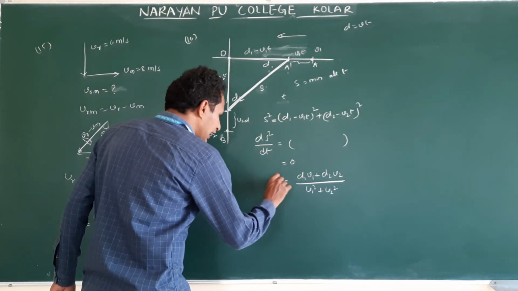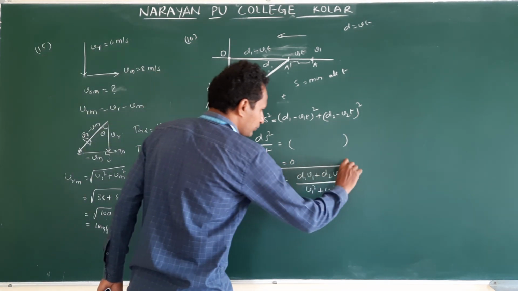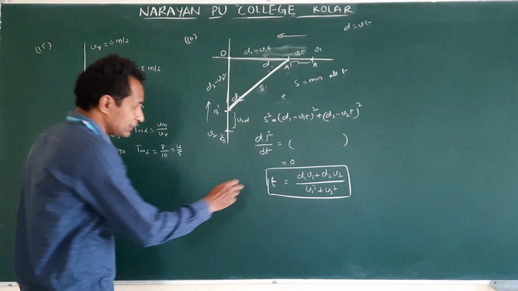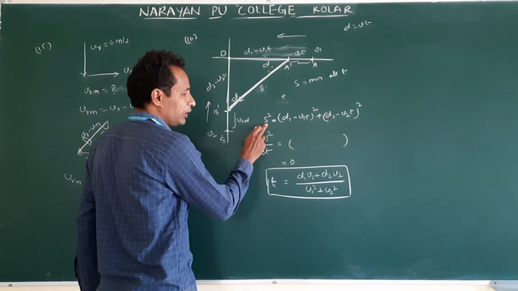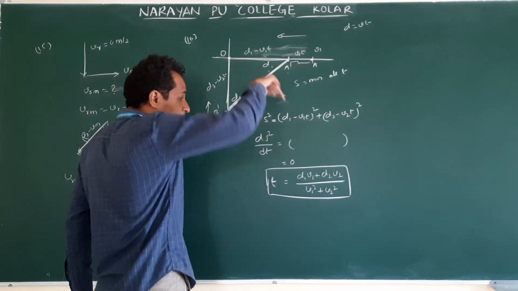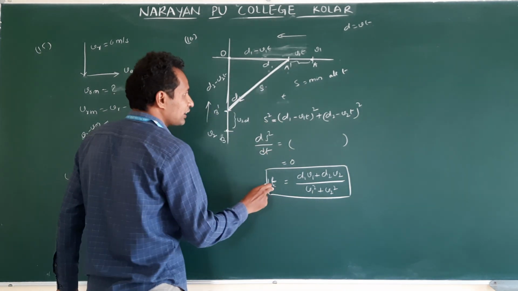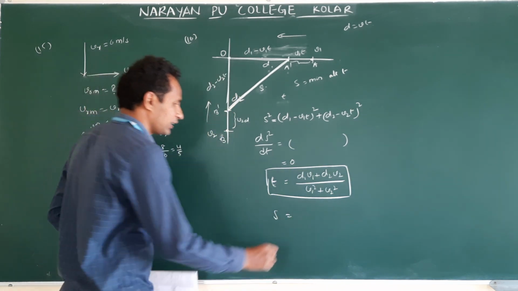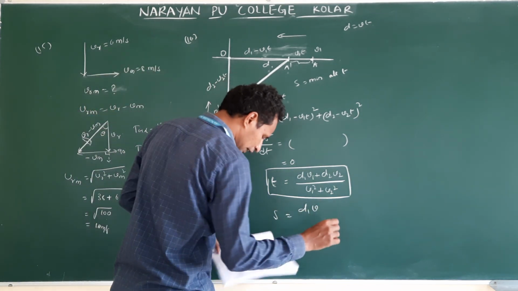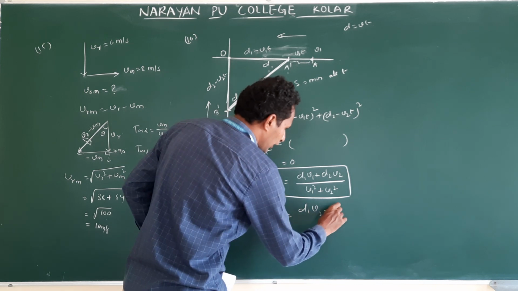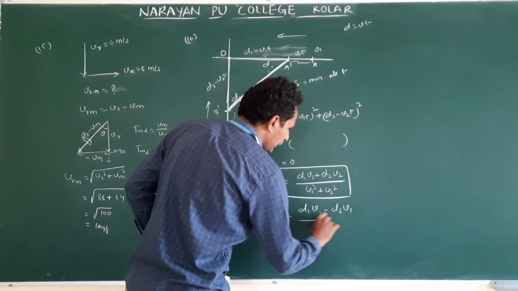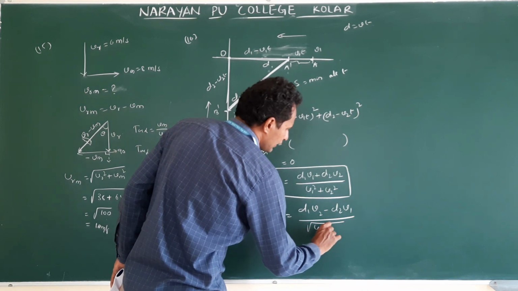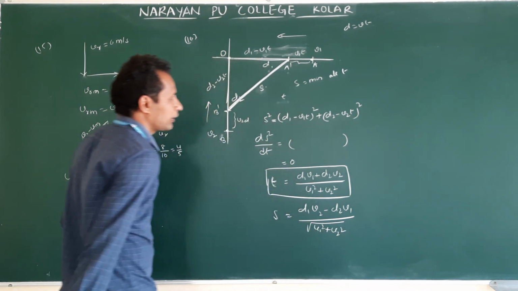So for this given time, S will become minimum. Then that minimum S, how do we get? If you substitute this t value here, you will get the minimum S formula: (d1v2 minus d2v1) by under root of v1 square plus v2 square.